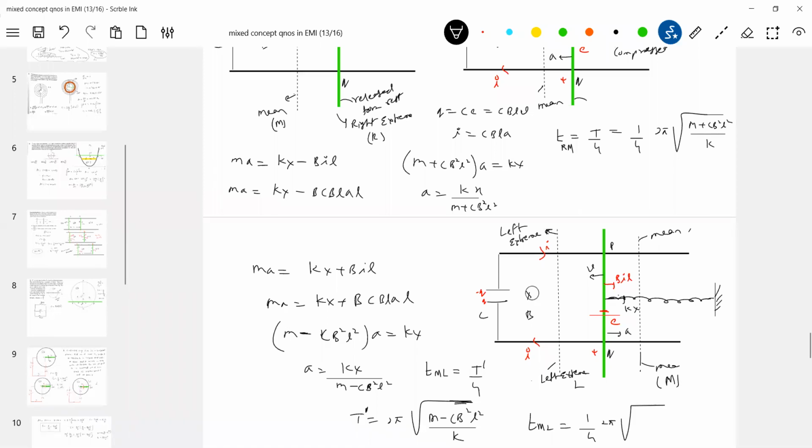1/4 of 2 pi. Try to see in the numerator, you have a plus sign, a minus sign. So in the EMI chapter, you try to be careful about SHM. That's the one question I just brought here. What is the total time period of the system? 2 times of this, 2 times of this.